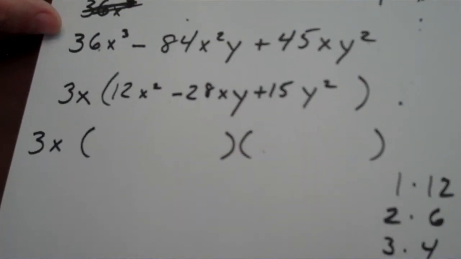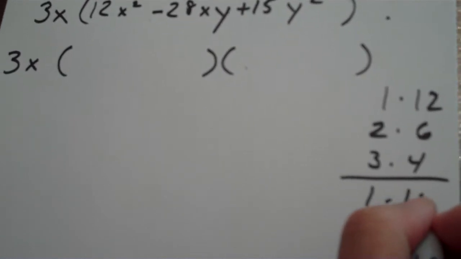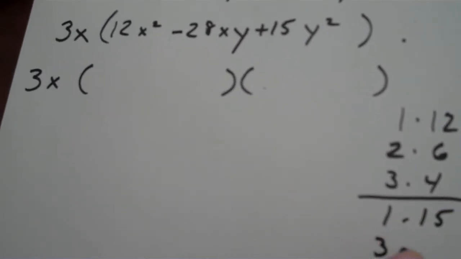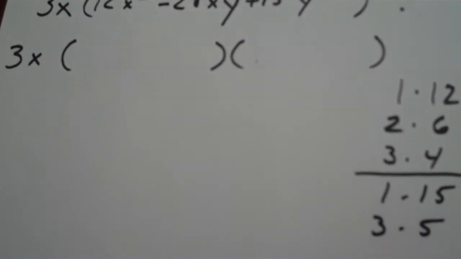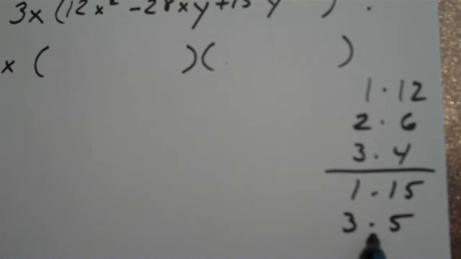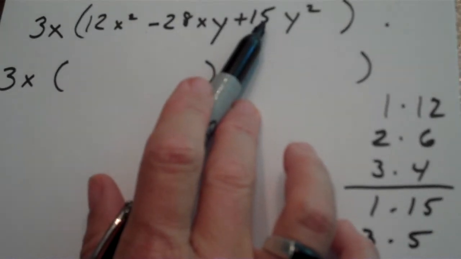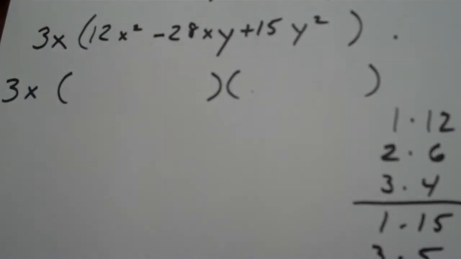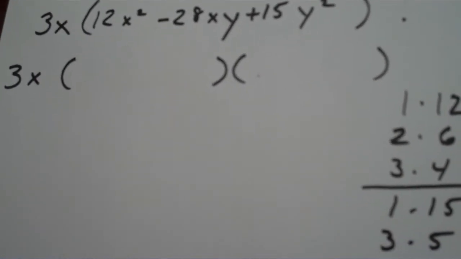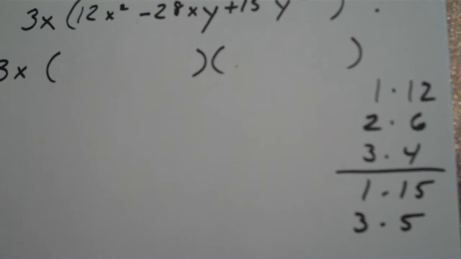Let's talk about the last term. Well, it could be 1 and 15, or it could be 3 and 5. Now, I know there's a 4 in between here, but I know 4 doesn't work. It doesn't go into 15. So essentially the numbers have touched, and I'm done. Those are the only possible factors for the second term.